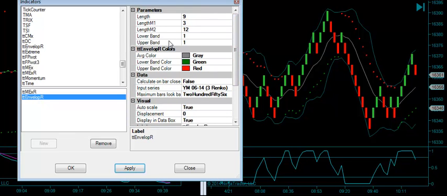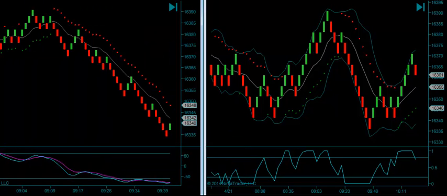Again, the lower band and upper band says 1. We need to change that specifically for the 3-brick chart, which is 0.035. So I'll change that. Hit apply, OK. And now we've got the indicators on the Renko 3-brick chart. Okay?